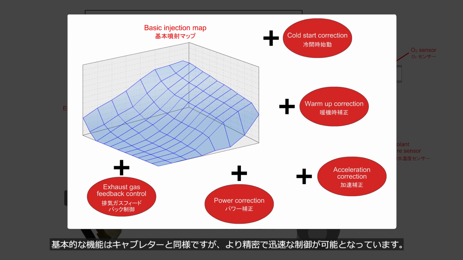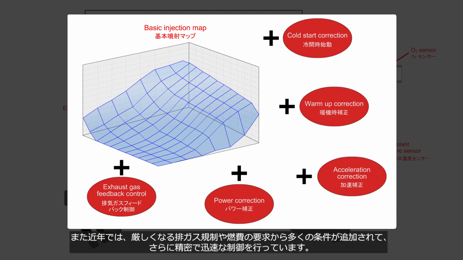The basic functionality is similar to a carburetor's, but the electronic control fuel injection system allows more precise and rapid control. In recent years, with stricter emission regulations and demands for fuel efficiency, many additional conditions have been added, leading to further precise and rapid control.